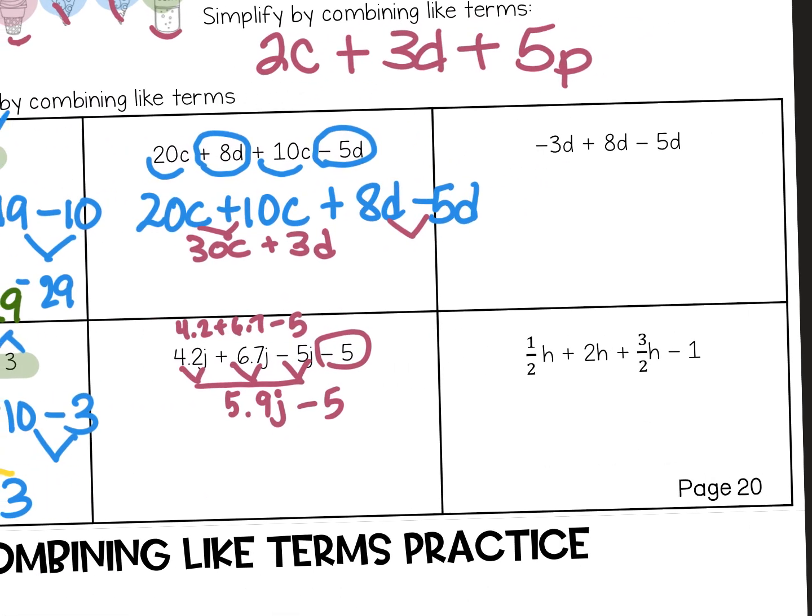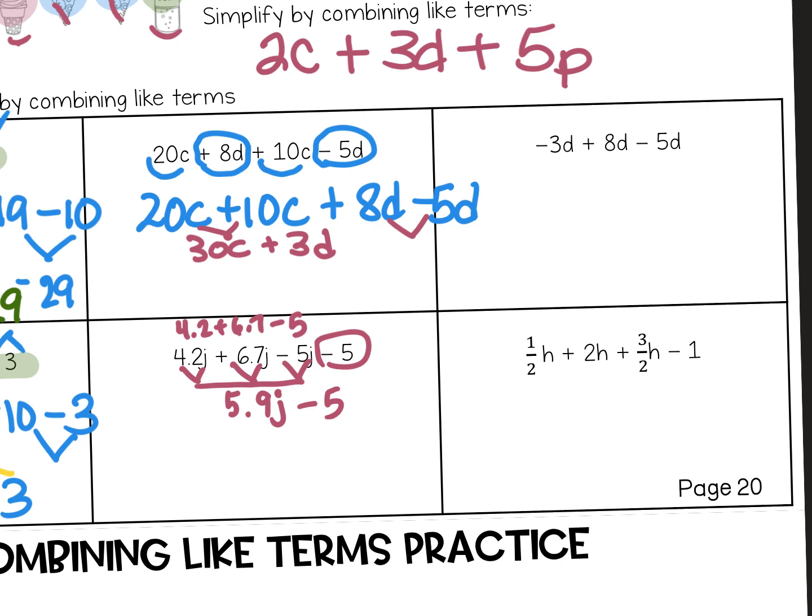That second one I did is a really good example because it's already in like-term order. I just showed here that you're just adding the coefficients 4.2 and 6.7 and then a negative 5. Hopefully you're using your calculator unlike I did, and I'm hoping that 5.9J is correct. I have to remember the coefficient identifies how many J's, so I have to put the J back with it. And then I just have a negative 5. Up here we combine 20C and 10C. 20 plus 10 is 30. 8 minus 5 is 3, so I have 30C and 3D.